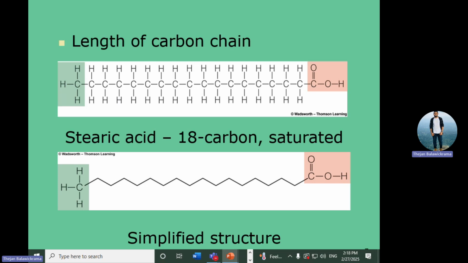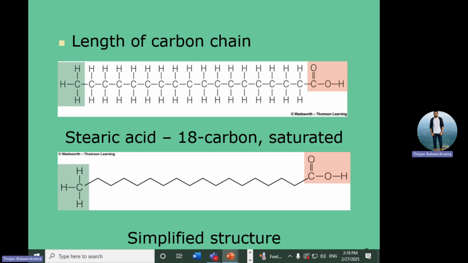So this term saturated we are using for the situation where we don't have carbon-carbon double bonds, we have only carbon-carbon single bonds. Well, this is the displayed formula of stearic acid.